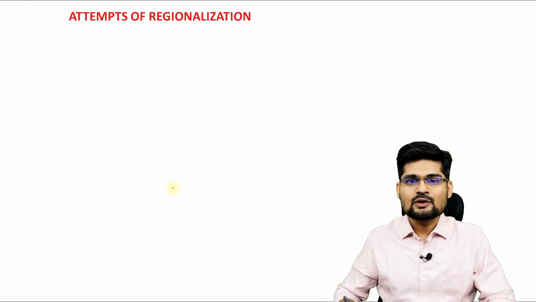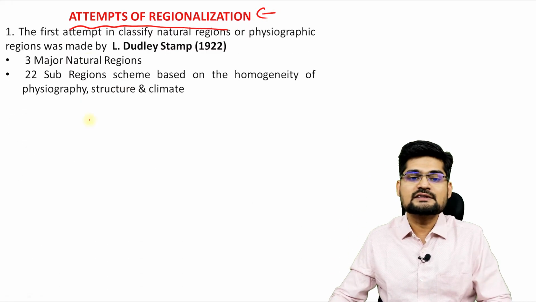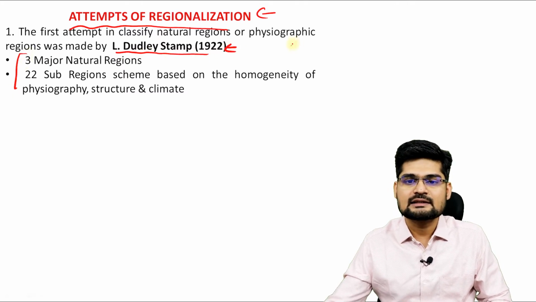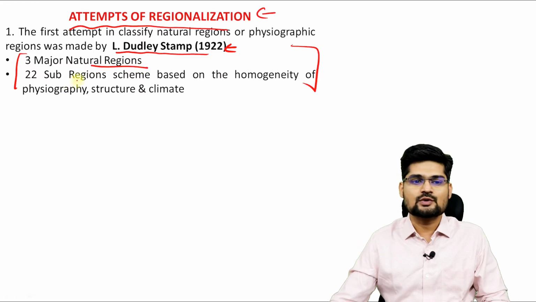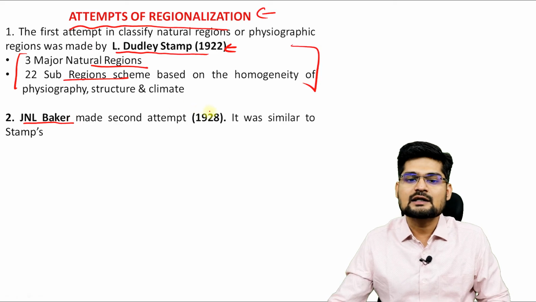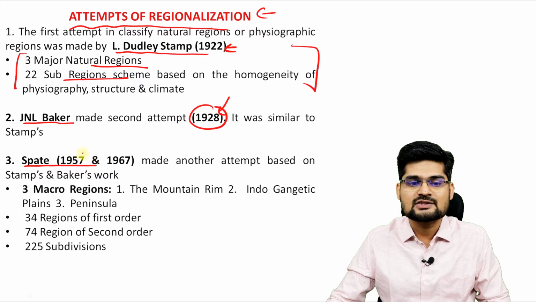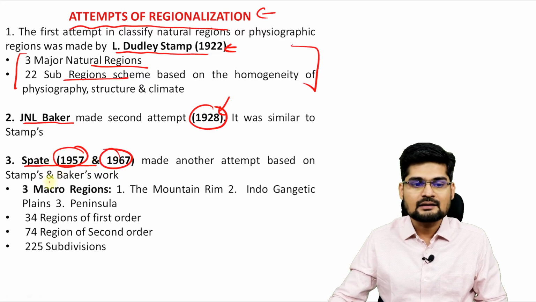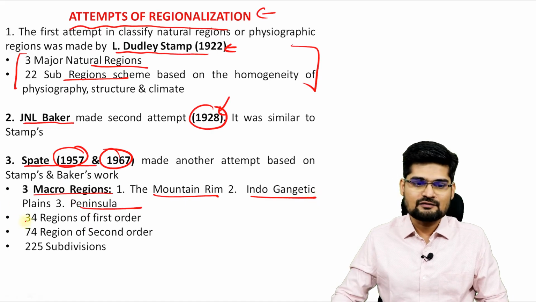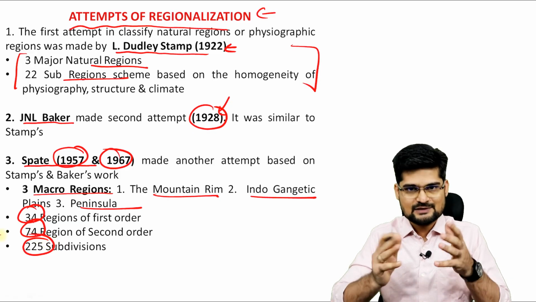Now let's look into the people who attempted regionalization on certain criteria. So first of its kind, we look into Dudley Stamp in 1922, who attempted the regionalization in India, and 3 major natural regions, 22 sub-regions he divided. Then what we observe is J.N.L. Baker. He attempted the same in 1928, right? And then further we have Spate's classification in 1957 and 67. And here 3 macro regions like Mountain Rim, Indo-Gangetic Plain, Peninsular region, 34 regions of first order, 74 of second order, 225 subdivisions. These were demarcated.